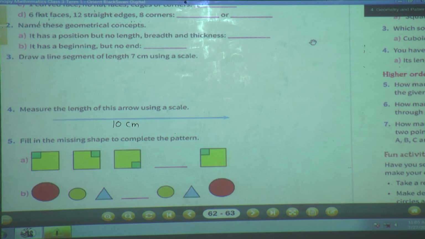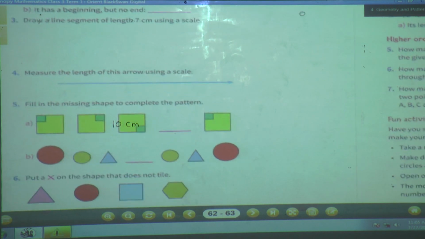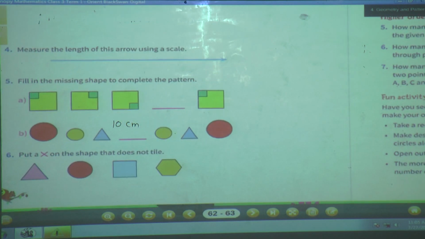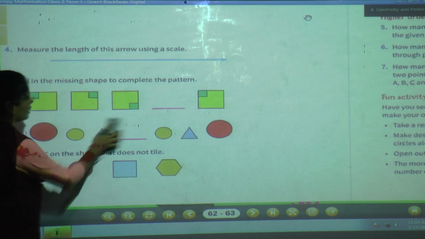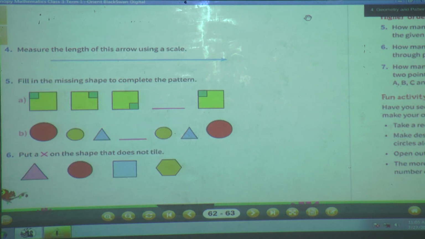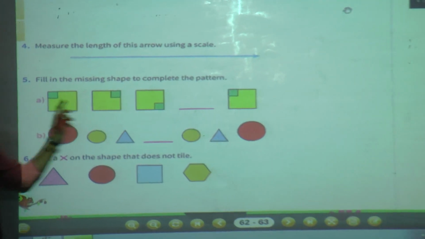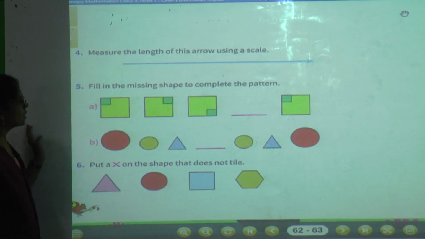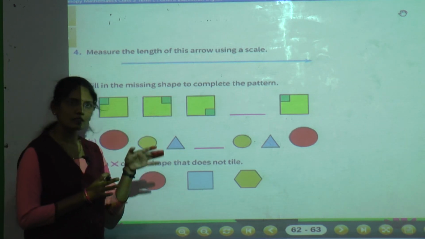The next question is question number 5. Fill in the missing shape to complete the pattern. Now here some patterns are given to you, and we have to complete this pattern. Now see the first shape. This is a square, all are squares only, but inside the square one more small square is there, isn't it? Now we have to complete this pattern. Here the pattern is made by turning the shape.